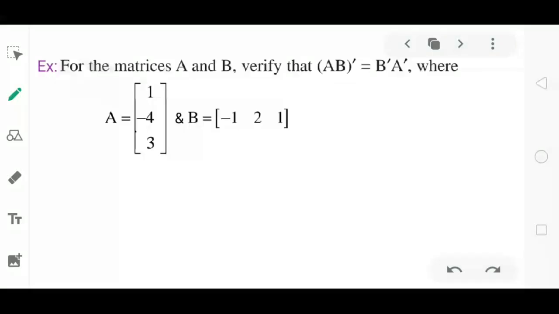Let us verify the last property of transpose of matrices, that is (AB)' is equal to B'A', by an example. Here we have two matrices A and B. We have to verify the property (AB)' equal to B'A' for these two matrices. For that, first we find the LHS, that is (AB)'. To find (AB)', first we find the matrix AB and then we take its transpose.